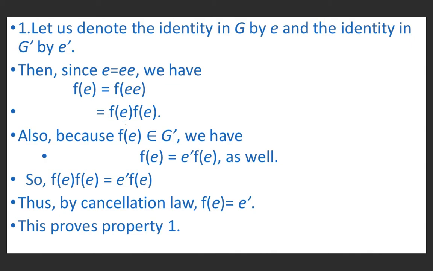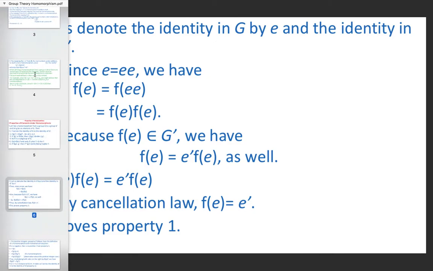Here f(e) is equal to f(e) f(e), and f(e) is equal to e' f(e). So f(e) f(e) is equal to e' f(e), and by cancellation law, in fact by right cancellation law, f(e) is equal to e'. This proves the first property, which states that a homomorphism carries the identity element of G to the identity element of G'.